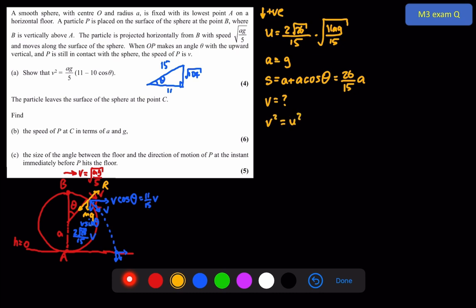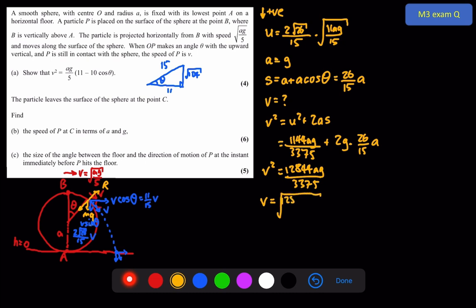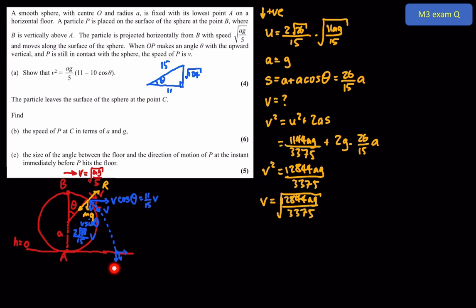v squared equals u squared plus 2as. I'm very happy that we're squaring u. That gets rid of all those square roots. That gives me the really horrible 1144ag over 3375 plus 2 lots of a times s, which is 26/15 a, which gives me a total of 12844ag over 3375 for v squared. So v is the square root of that. Lovely number there. And that is our downward speed as it hits the ground.